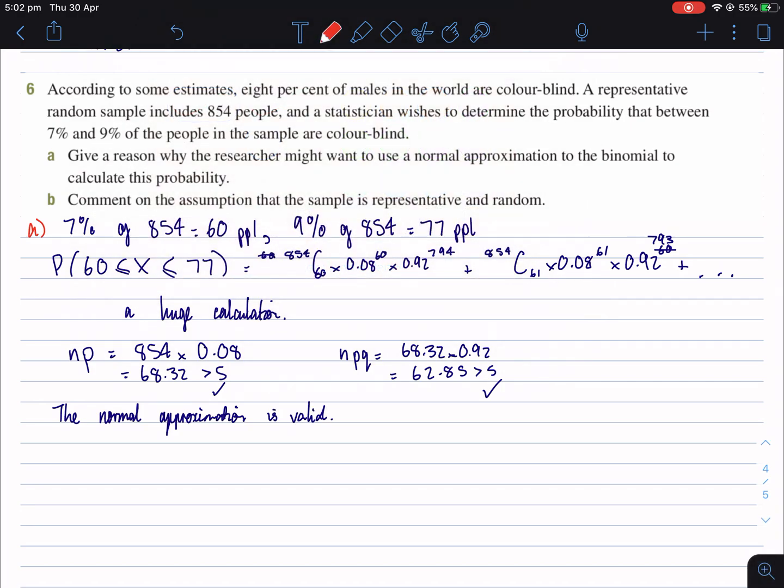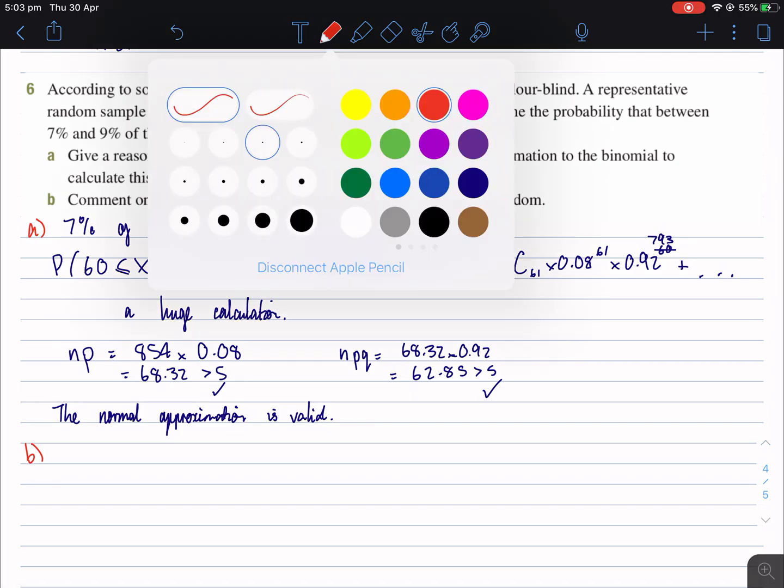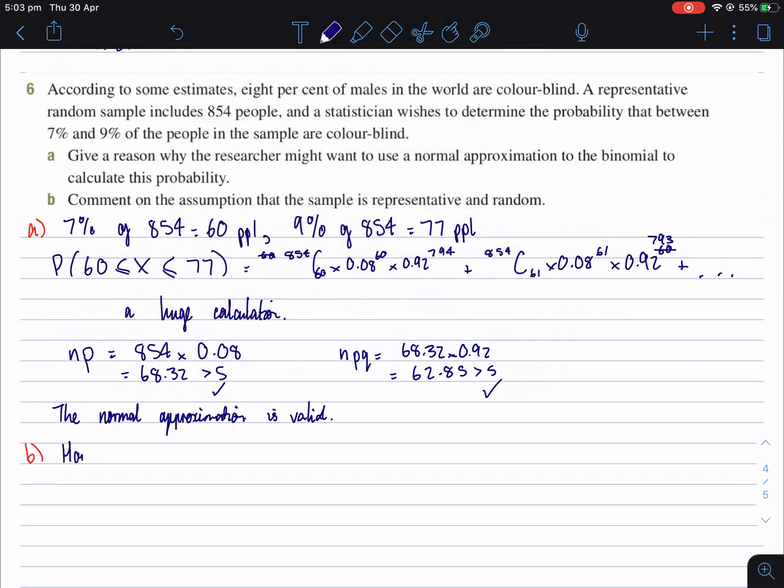Okay, question B. Comment on the assumption that the sample is representative and random. How on earth could you get a representative random sample of the whole world? Like, did they literally go to every single country and randomly choose people? How did they do it?